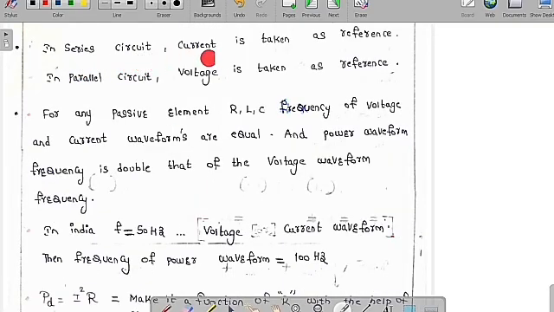In a series circuit, current is taken as the reference, whereas in a parallel circuit, voltage is taken as the reference, because in a series circuit the current is the same for each and every element. Because of that reason, we take current as the reference, whereas in a parallel circuit the voltage across each and every element is the same. So because of that reason, we take voltage as the reference.